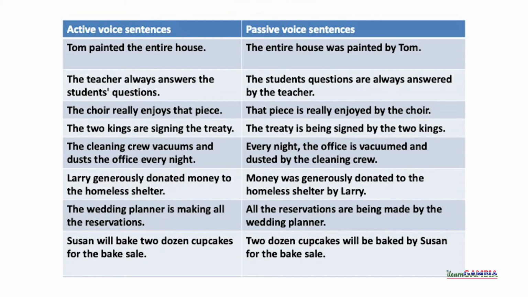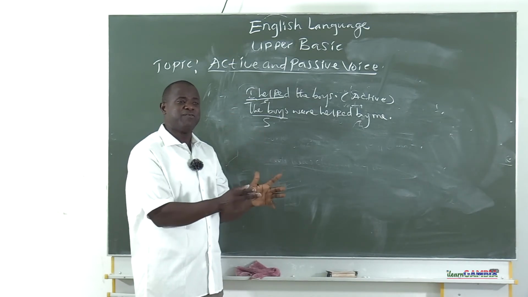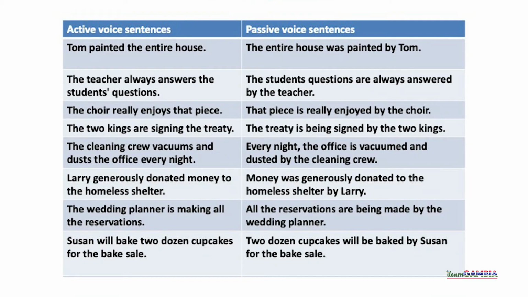We said all the reservations have been made by the wedding planner. So you can see now here in a passive voice, what you have as object in your active now becomes the subject in a passive voice. What you have as your object in an active voice becomes the subject in a passive voice. That's why I said the wedding planner is making all the reservations. Now the reservation is the object. In a passive voice, it will turn to be the subject. Therefore you say all the reservations have been made by the wedding planner.